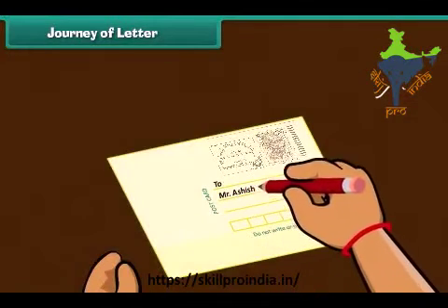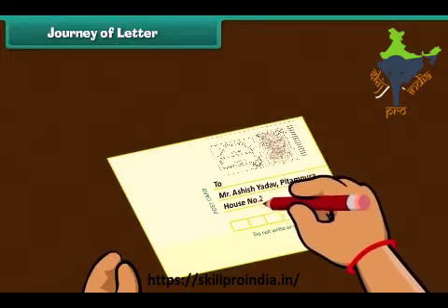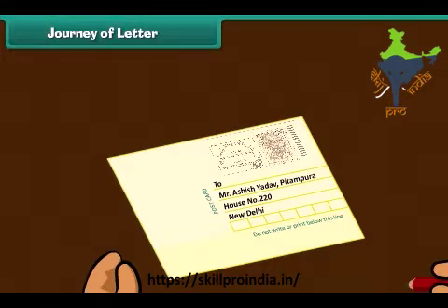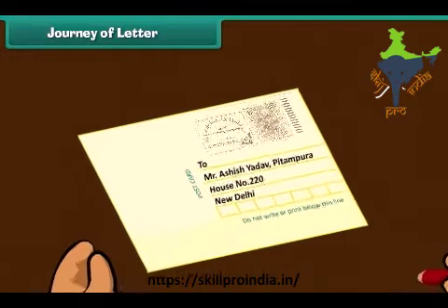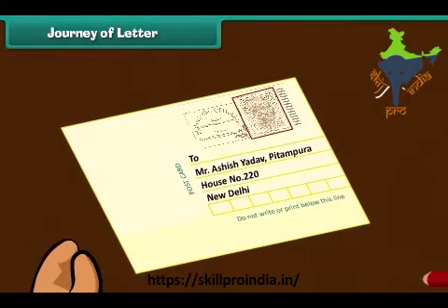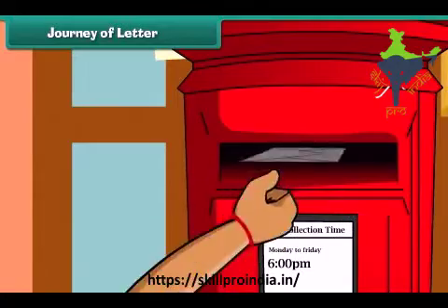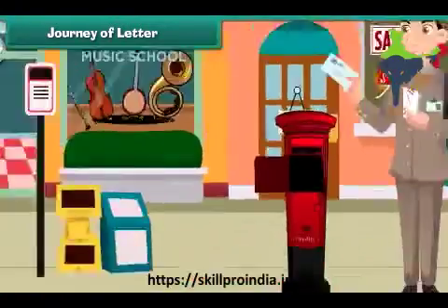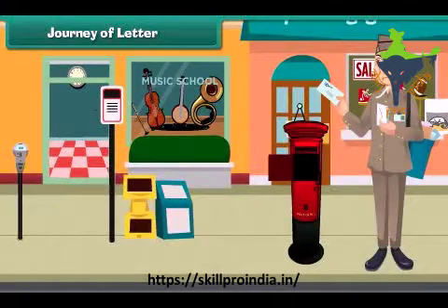After you finish writing the letter, you write the name and address of the person to whom it is to be delivered on the top. In case of an envelope, you need to paste a postage stamp of correct amount. You then drop the letter in a letter box from where the postman collects all the mails and takes it to the post office.